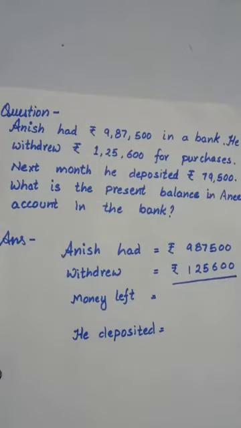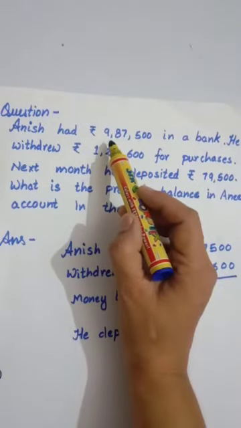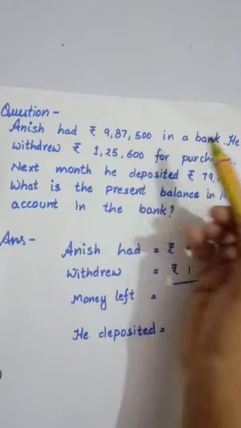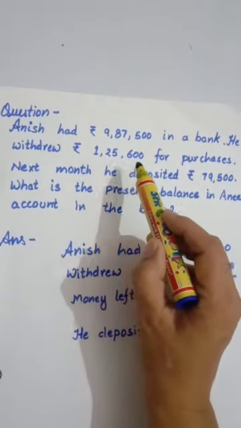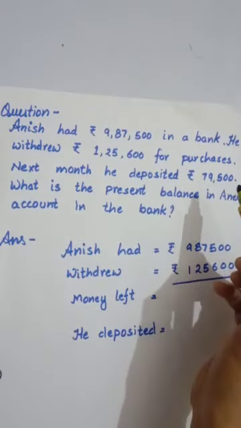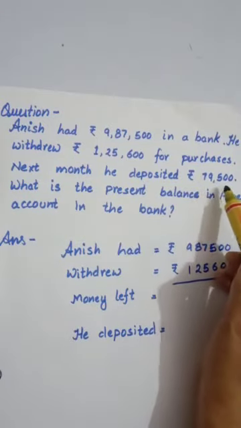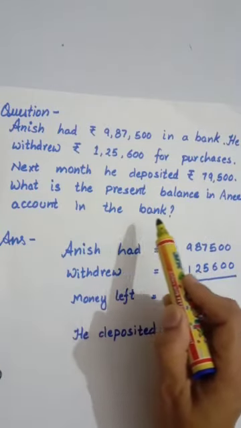Now the next question is based on addition and subtraction. Anish had rupees 9,87,500 in a bank. He withdrew rupees 1,25,600 for purchases. Next month he deposited 79,500. What is the present balance in Anish's account in the bank?